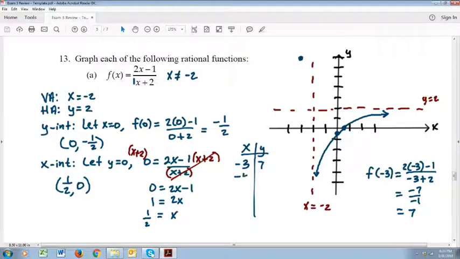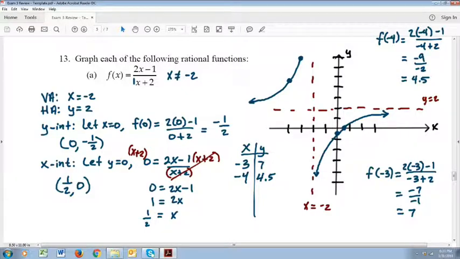And let's plug in negative 4. So we can do the same thing. Let's see, negative 8 minus 1 over negative 4 plus 2, we're going to get negative 9 over negative 2, which is about 4.5. And so we get 4.5 when we choose x to be negative 4. Let's go ahead and put that point on the graph. And again, you can see as we go to the left, we're going to get closer and closer to that asymptote. On the other end, we just get closer and closer to the vertical asymptote, but we can't actually cross it. And that's going to be it for this one.